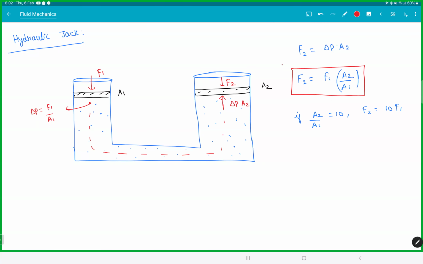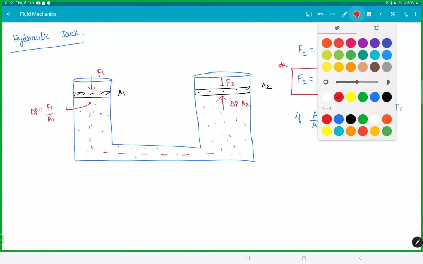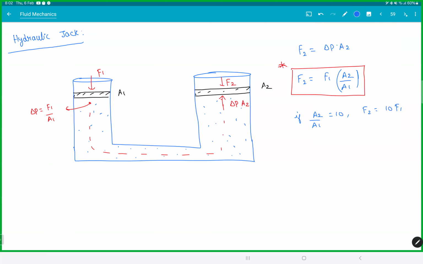You can use it to lift heavy objects using small weights. But what is the catch? Like I keep saying, you get something, you have to lose something. The catch is if you try to conserve volume, so if this guy goes x1 down while pushing, and this thing goes x2 up, we get A1 x1 is equal to A2 x2.